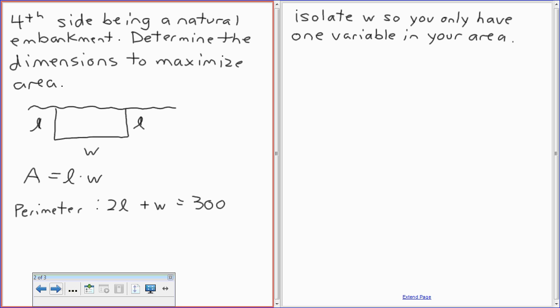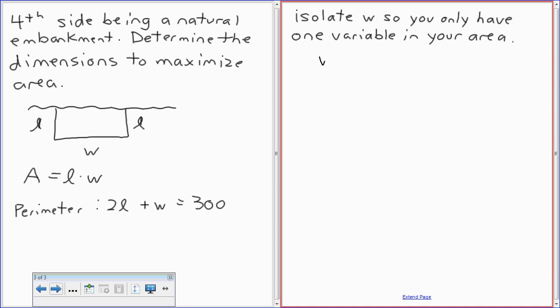Okay, but the idea here is that we can hopefully see now that if the area had two variables, I'm going to have one now. Can somebody tell me what to write to get down to only one variable? Area equals what now? Couldn't you like W and then... So I'm going to say W equals 300 minus 2L.